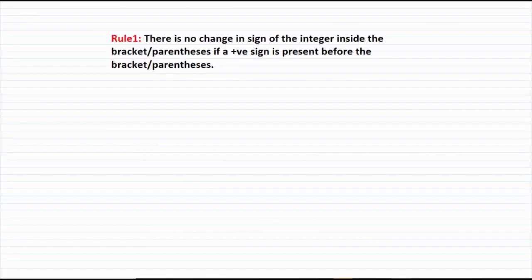If we make a summary of these guiding principles, we get a few rules. Rule 1: there is no change in the sign of the integer inside the bracket or parenthesis if a positive sign is present before the bracket or parenthesis.